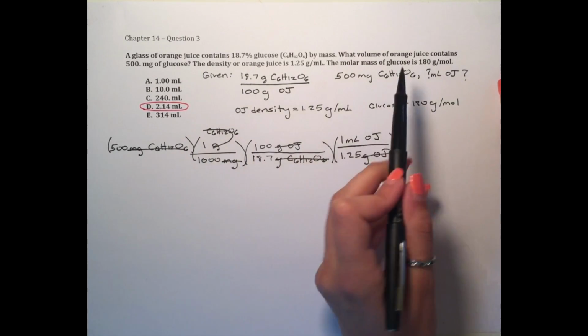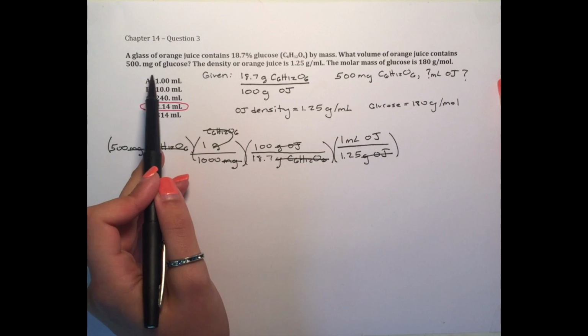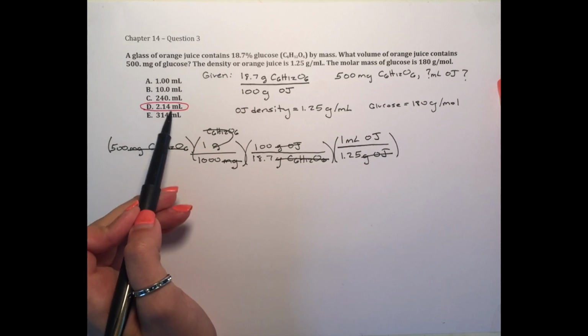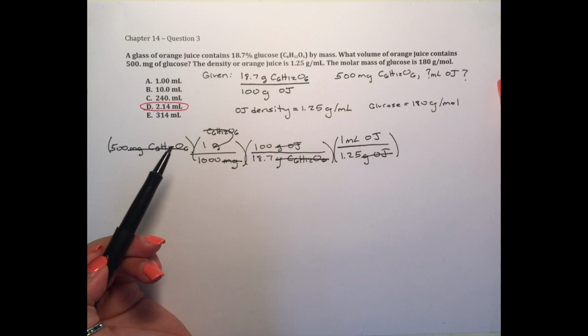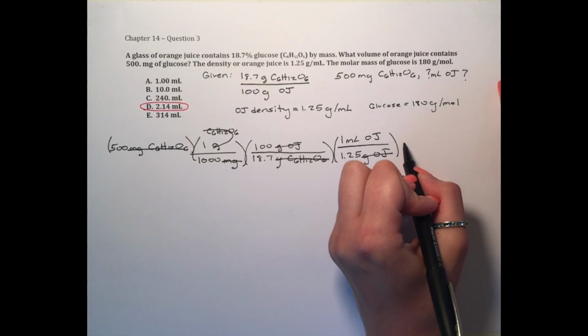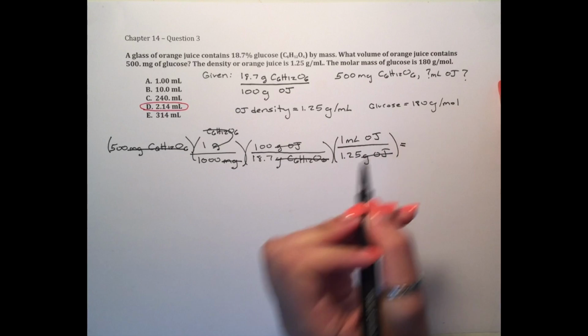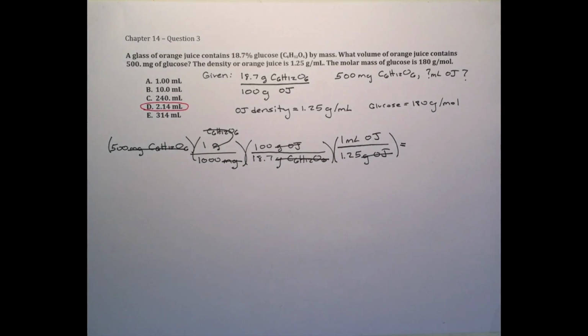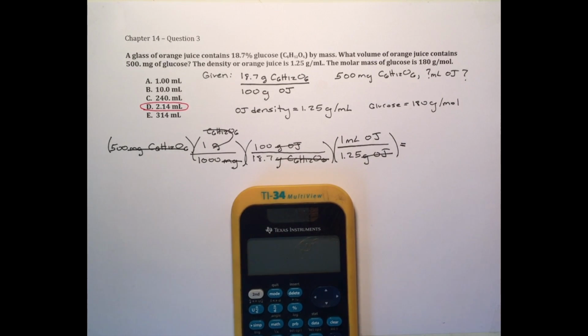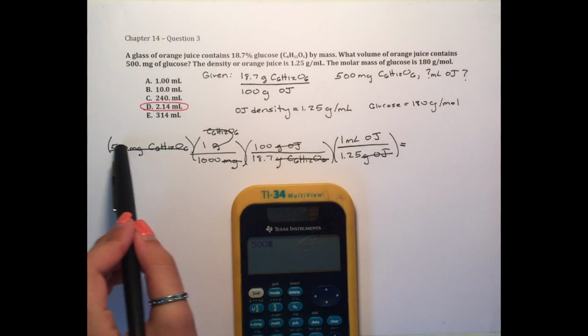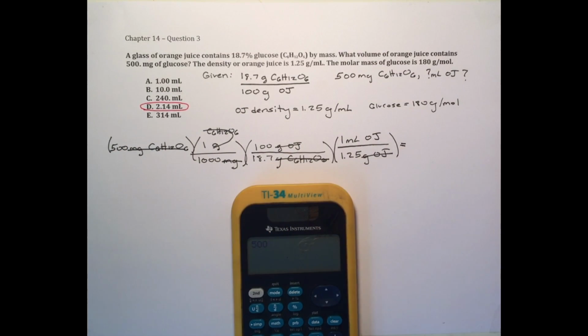And we were asked what volume of orange juice contains 500 milligrams of glucose. So we needed to find milliliters of orange juice, and that's what we found. So if we plug this into our calculator, we should be given the right answer. So let's see what we get. I'm just going to multiply the numerators and then the denominators. So 500 times 100 gives you 50,000.